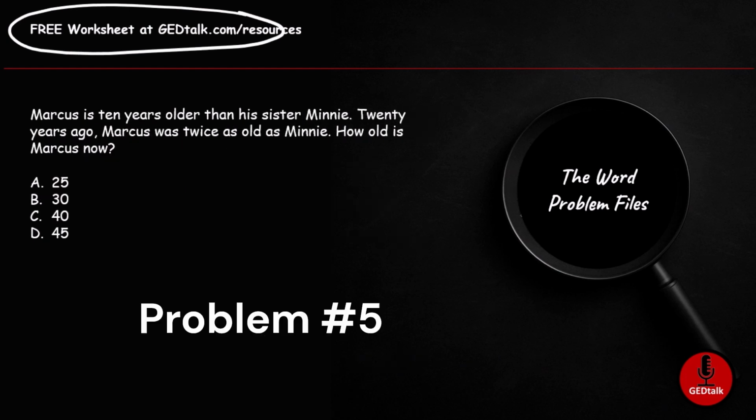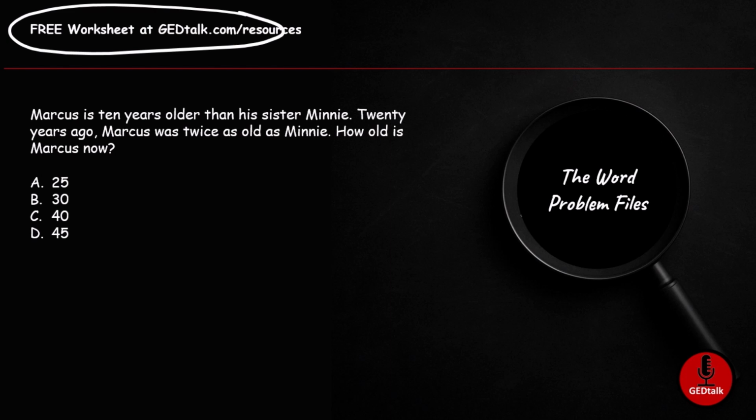So folks, we're going to look at this problem, and this problem we're going to address a different way. We're going to tackle this one a little bit differently than what we've done in the past, because in this problem, we are actually going to guess and then check the answers to see if it fits the situation that we're being told about and asked about as well. Problem reads, Marcus is 10 years older than his sister Minnie. 20 years ago, Marcus was twice as old as Minnie. How old is Marcus now?